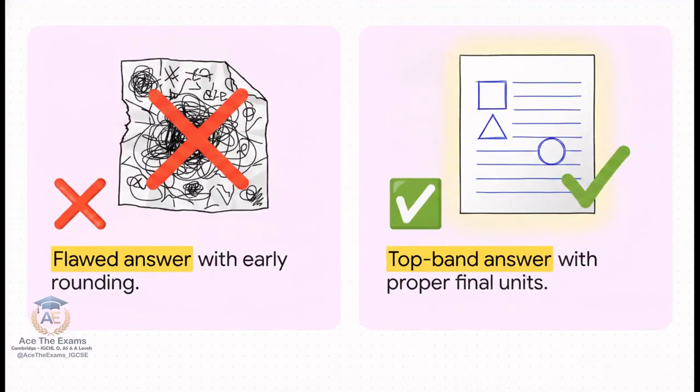Notice how the flawed answer on the left just completely crumbles under scrutiny? It rounds the intermediate value way too early, which throws off the final result by a critical margin, and it completely forgets to include the final joules unit. Now look at the improved top band answer on the right. It's beautiful. It perfectly fulfills the command word requirements, it states the proper formula right at the top, shows the exact substituted values in the next line, delays all rounding until the very last step, and prominently displays the correct final units. That step-by-step clarity is exactly how you secure full marks.